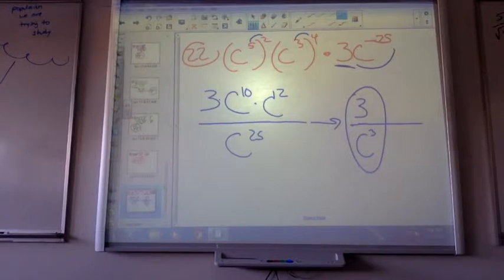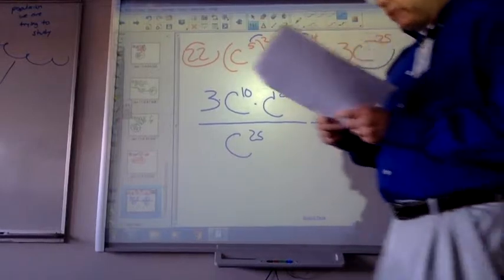Let's skip 23. We got some random G in there. I don't know what it's supposed to be, but it's not supposed to be G. And we'll get to 24.